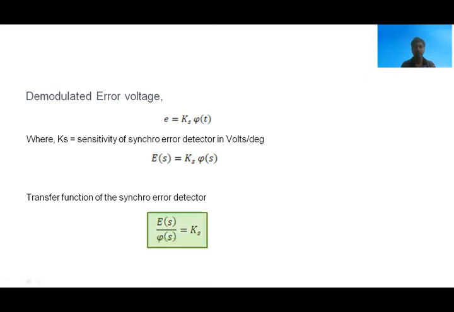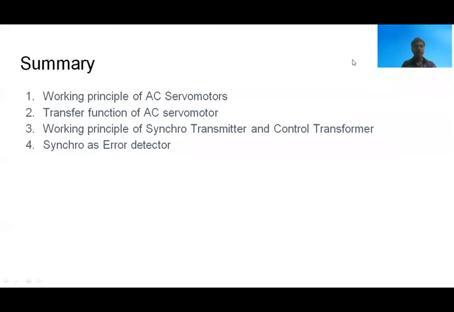In this video, we have learned the working principle of the AC servo motor and the transfer function derivation of the AC servo motor. And also, we have learned the working principle of the synchro transmitter and control transformer. And also, we have seen an application of synchro as an error detector by deriving its transfer function. In the next video, we'll learn about electrical first order and second order systems and their responses for different input conditions.